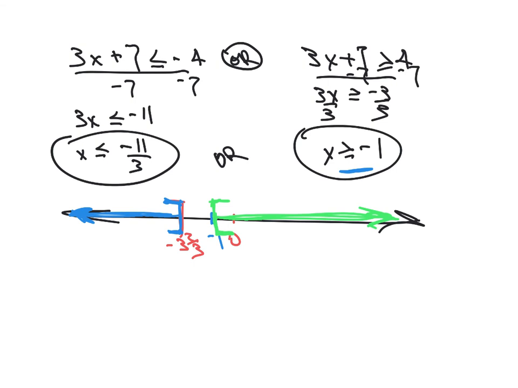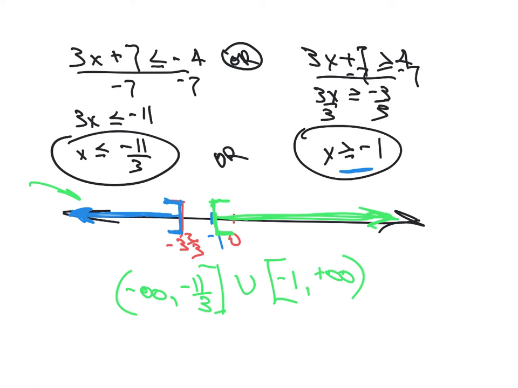If you wanted to show this in interval notation, we show this graph, negative infinity, and negative 11 thirds with the box, union, box, negative 1, positive infinity. That's what that would look like in interval notation.